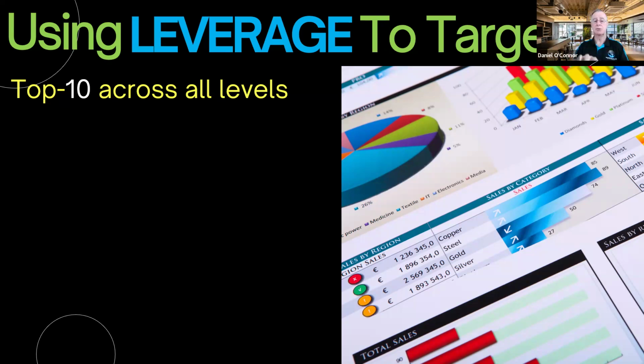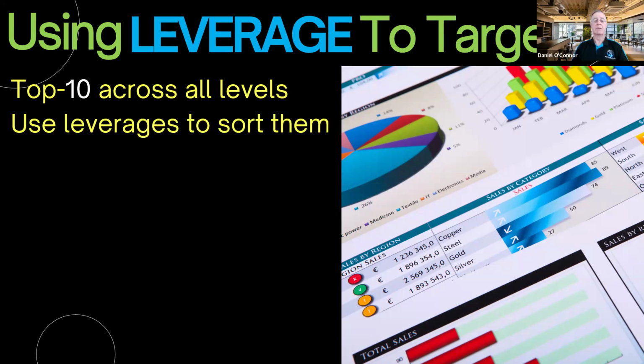So that gets you your top 10, and usually those top 10 are across different levels of the industry. So you're not too worried about just product manager. You're also looking at directors, you're looking at auditors, all of them. Then we use our leverages to sort that top 10, and you'll find that we try and get the top 4.